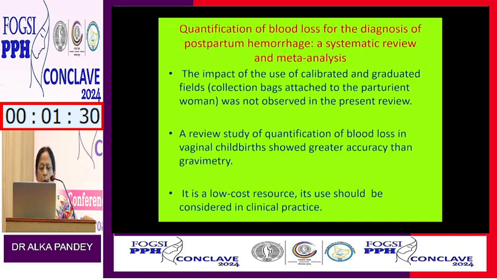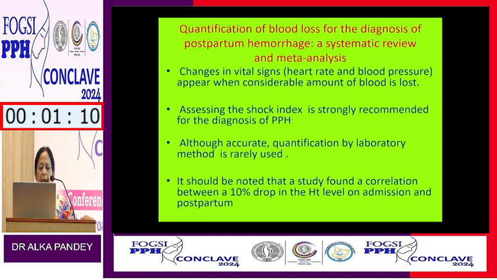The impact of the use of calibrated and graduated fields, collection bags attached to the parturient woman, was not observed in the present review. A review study of quantification of blood loss in vaginal childbirth showed greater accuracy than gravimetry. It is a low-cost resource and its use should be considered in clinical practice. Changes in vital signs appear when a considerable amount of blood has been lost, and assessing the shock index is strongly recommended for the diagnosis of PPH.